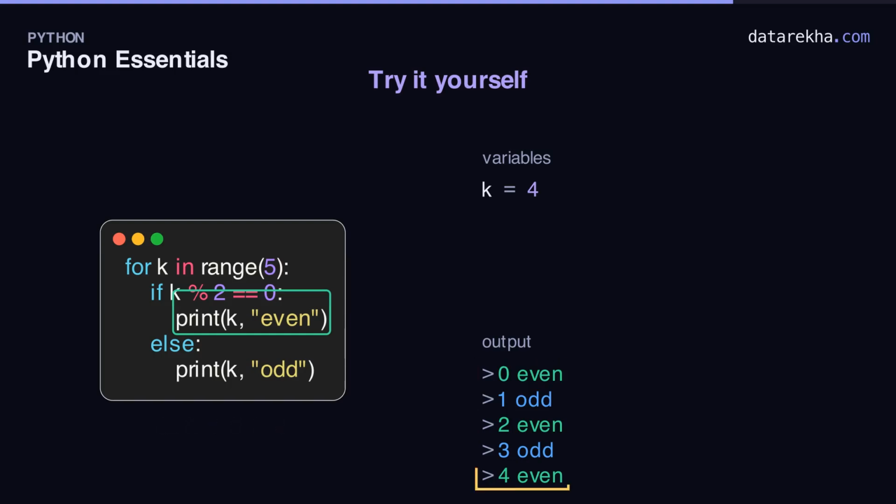5 lines. 0 even. 1 odd, 2 even, 3 odd, 4 even. If your prediction matched every line, you've absorbed loops, conditionals, and the remainder all at once. Real progress.